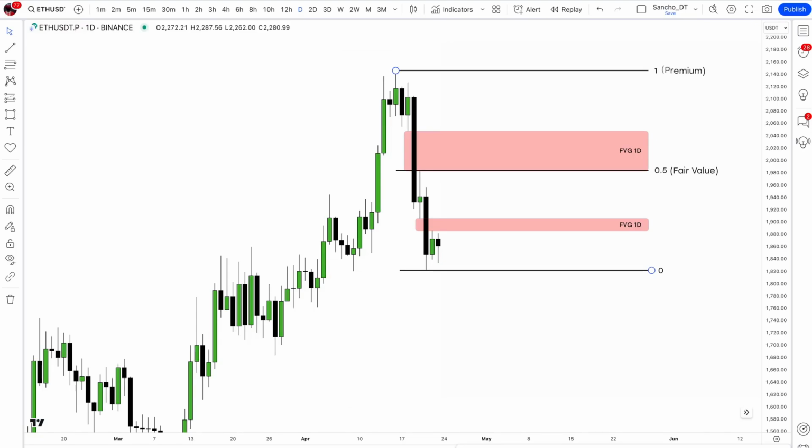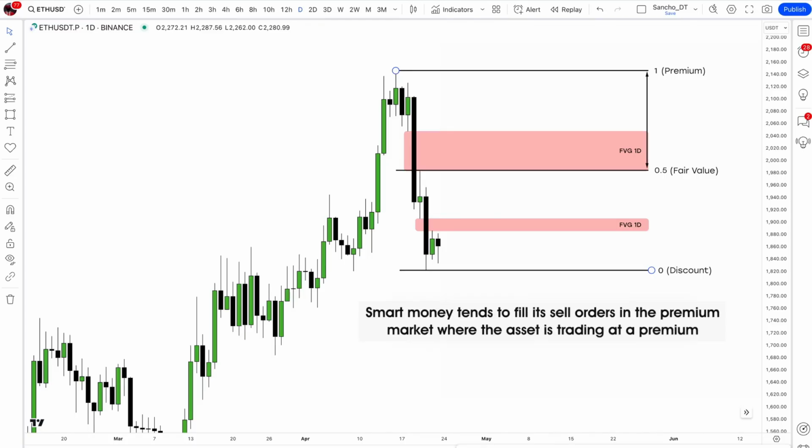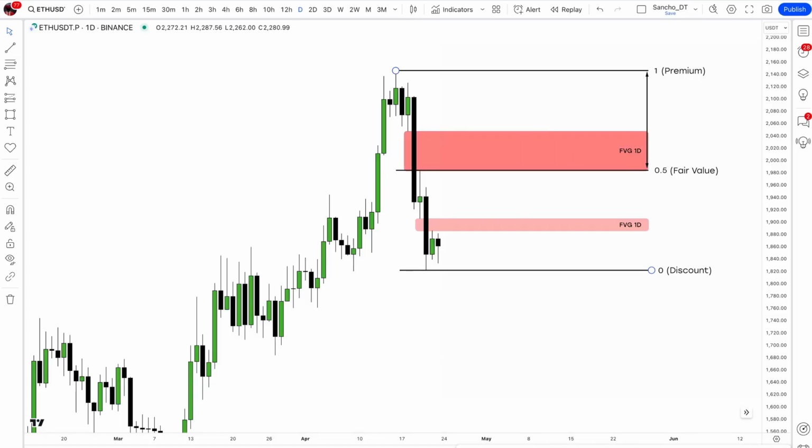Everything above this line belongs to the premium zone, an area where the asset's price is overvalued. Everything below is the discount zone, where the asset is traded at a lower price. In the premium zone, major players like funds and banks aim to sell their assets at maximum profit before the price declines further. Therefore, the second imbalance, located above the 0.5 level, usually has greater potential for fulfilling its role. It is supported by the actions of large players and is more likely to trigger a price reaction than the first, located in the discount zone.